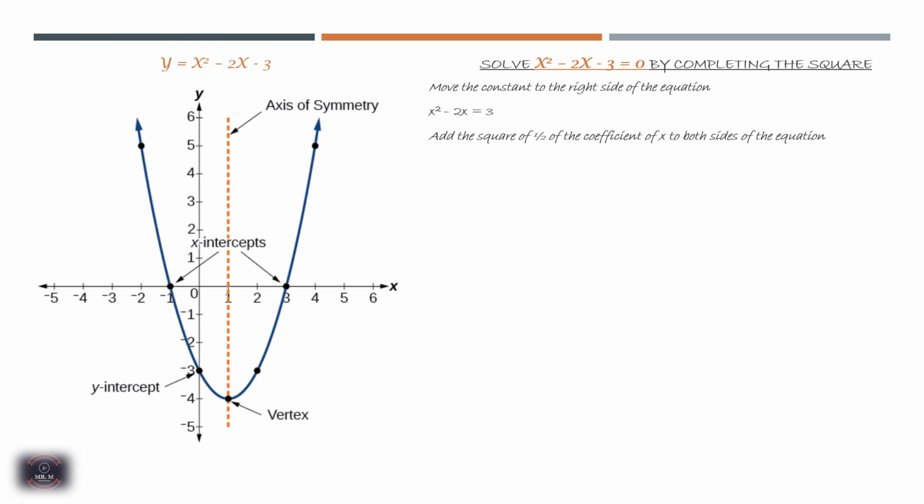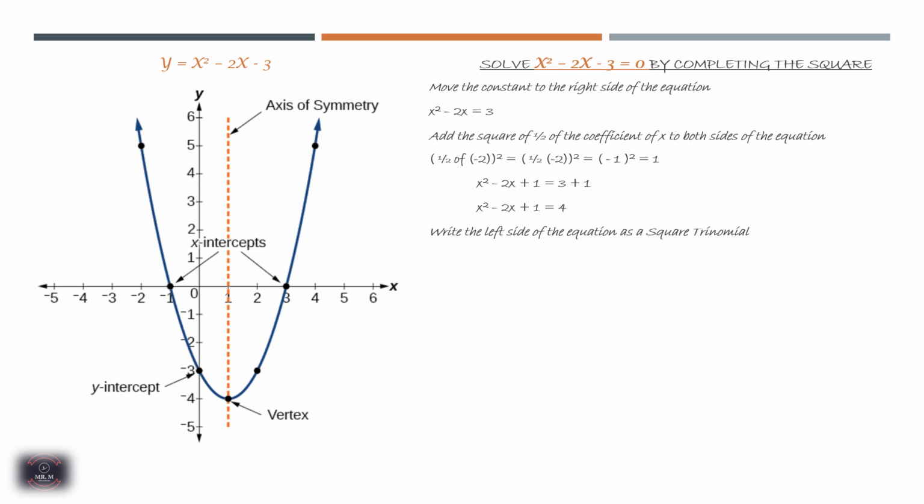The next step is to calculate the square of half of the coefficient of x. Here, the coefficient of x is minus 2. Therefore, half of the coefficient of x is half of minus 2, which is minus 1. Square minus 1 to get plus 1. Adding plus 1 to both sides, x squared minus 2x plus 1 will be equal to 3 plus 1, which is equal to 4.